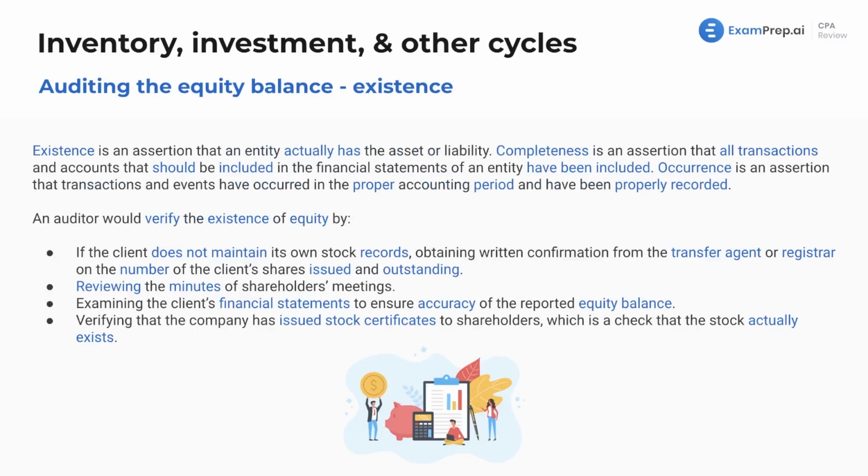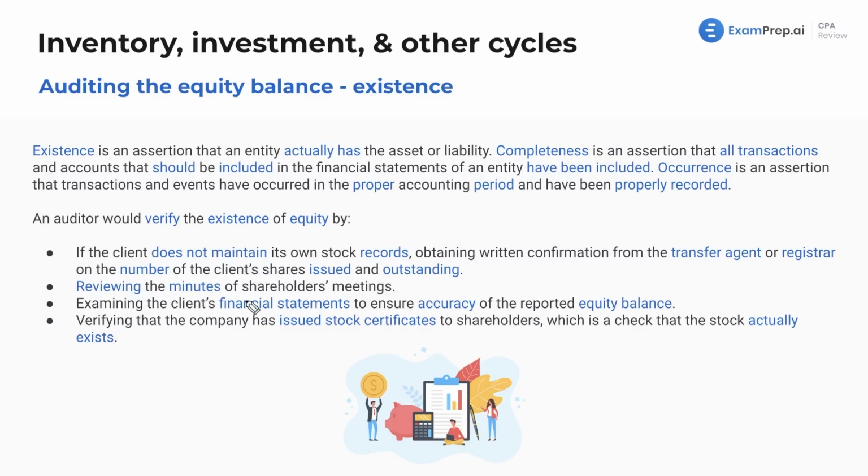For existence, if the client does not maintain its own stock records, just like when you're buying stock through an investment, like we talked about, you could be using Fidelity, Vanguard, something like that, a third party. If they just outsource this to someone else, you obtain written confirmation from the transfer agent or the registrar. These are individuals who would be in charge of this instead of the client, on the number of the client's shares issued and outstanding.